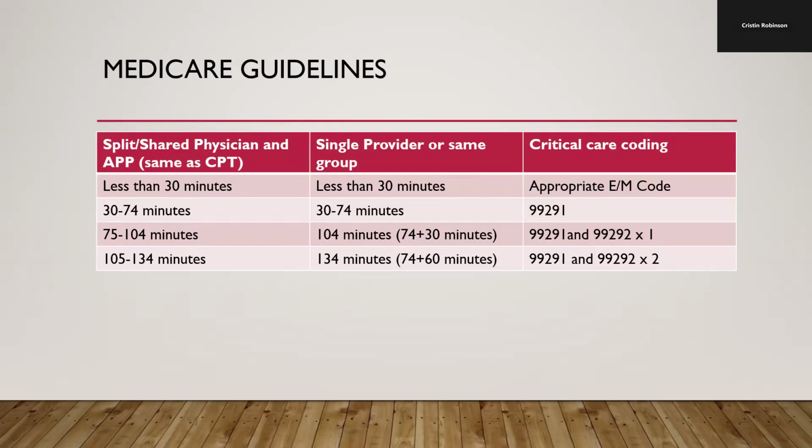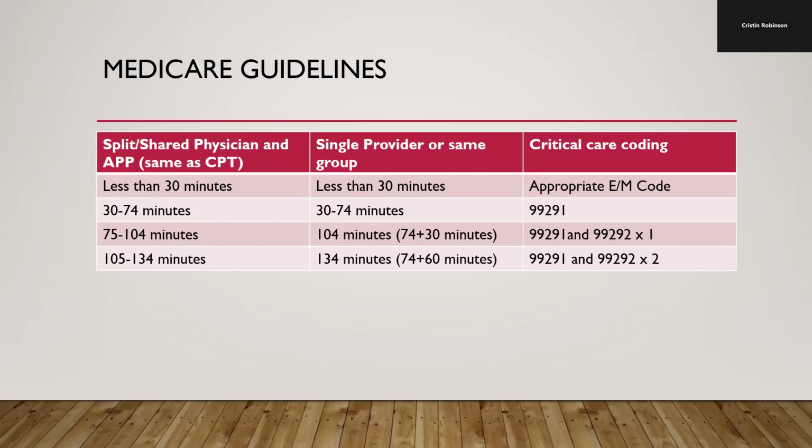So here is a chart breaking down the different guidelines as far as billing critical care services. So to your far left, we have the CPT, we have our Medicare, and then we have our across the board. So when I say that, I mean less than 30 minutes across the board is still an appropriate E&M level and does not qualify for critical care. 30 to 74 minutes, both CPT and Medicare agree that this is a level 99291.